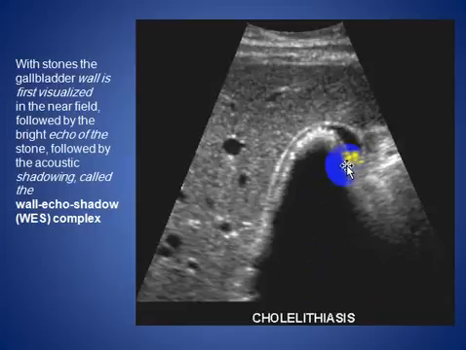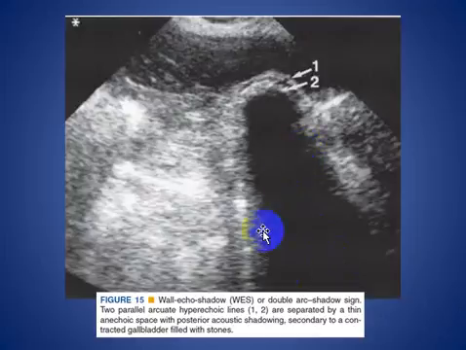Here you see large gallbladder stones filling most of the gallbladder, called the wall echo shadow sign or complex sign. The gallbladder is either filled with multiple small stones with a small amount of bile seen between the hyperechoic gallbladder wall and the stones, or large stones. And this diagram is explaining the findings.